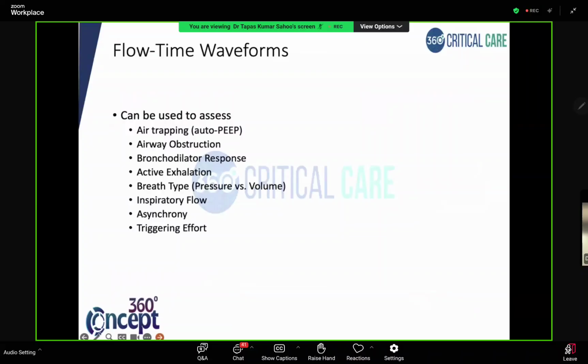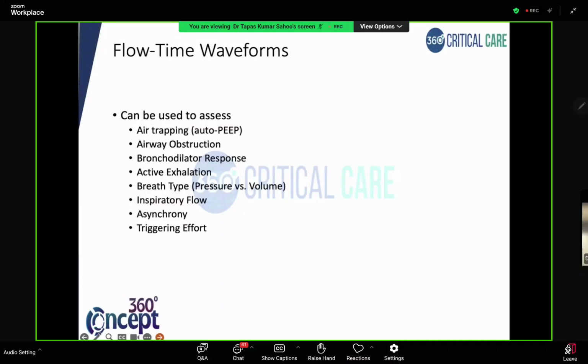Now the flow time waveform can be used to assess air trapping, that is auto PEEP. So auto PEEP you can see in all three: pressure time, volume time, and flow time. It can also show airway obstruction and bronchodilator response, which is very good for diagnosing and treating with bronchodilators in the flow time.